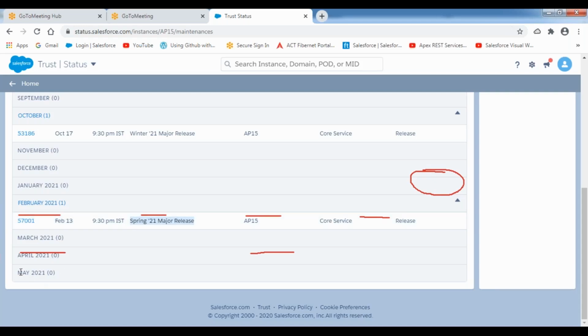Like that, till May. That means from June 2020 till May 2021, whatever the maintenance calendar is, for the next 1 year, what are the various maintenances planned by Salesforce? That maintenance information we can verify inside this.